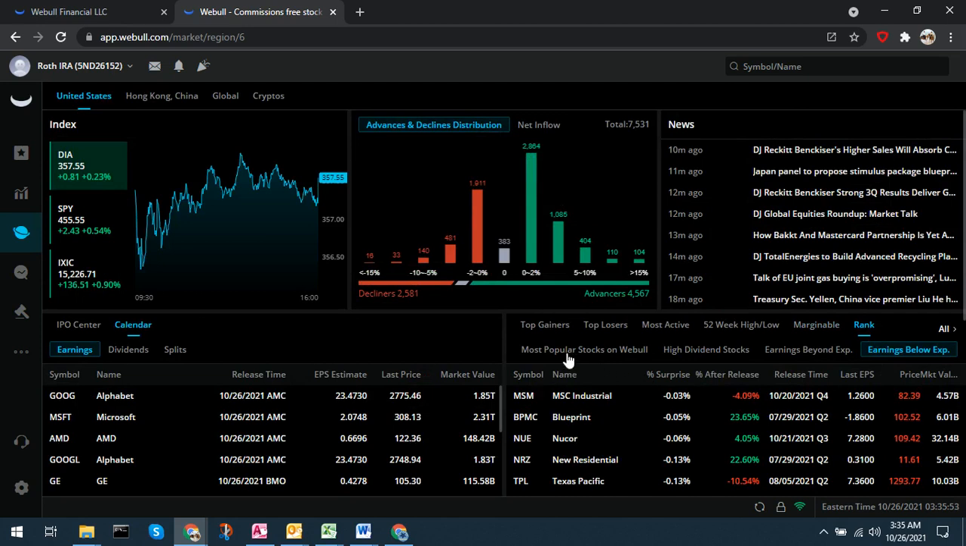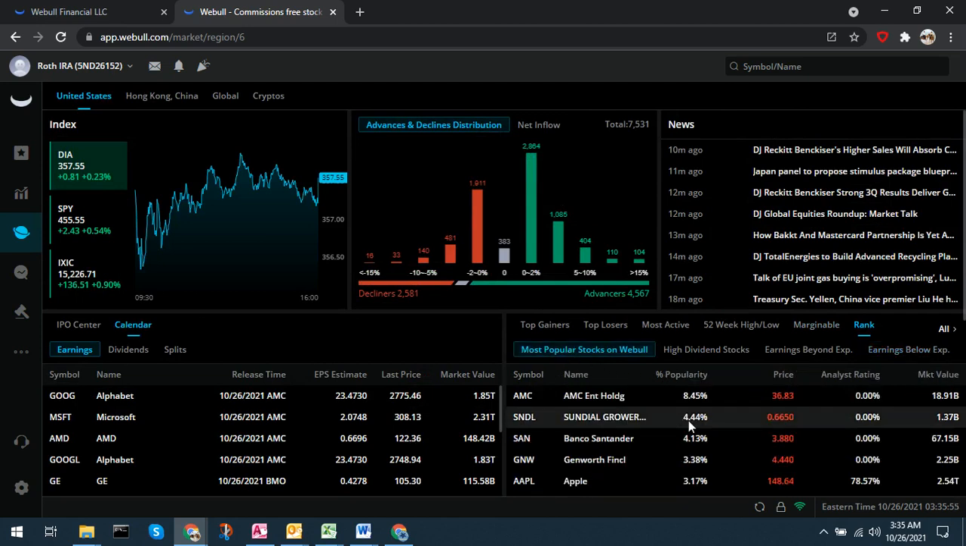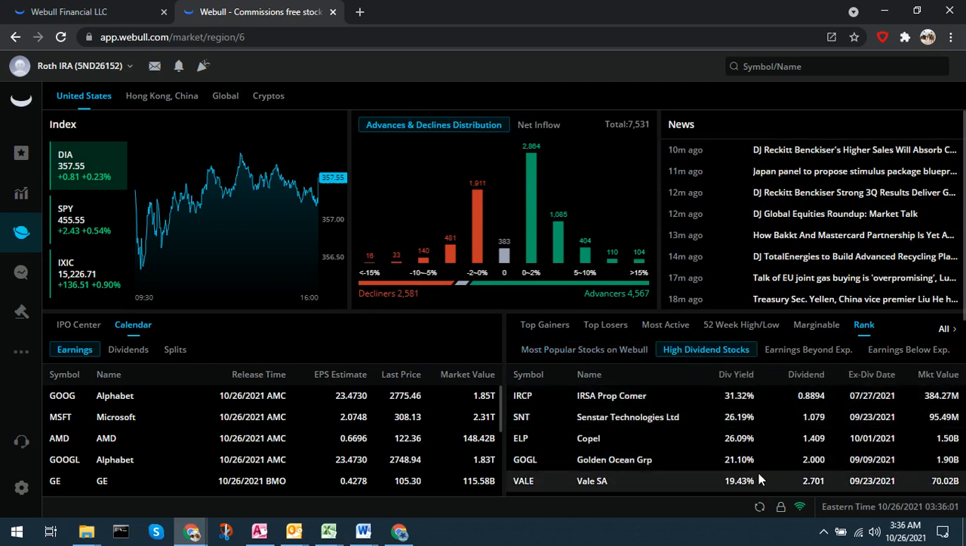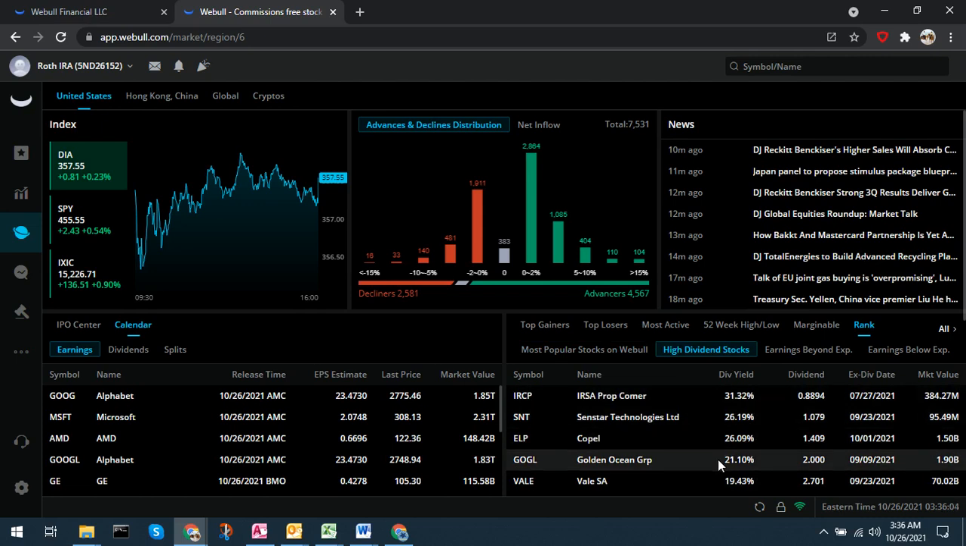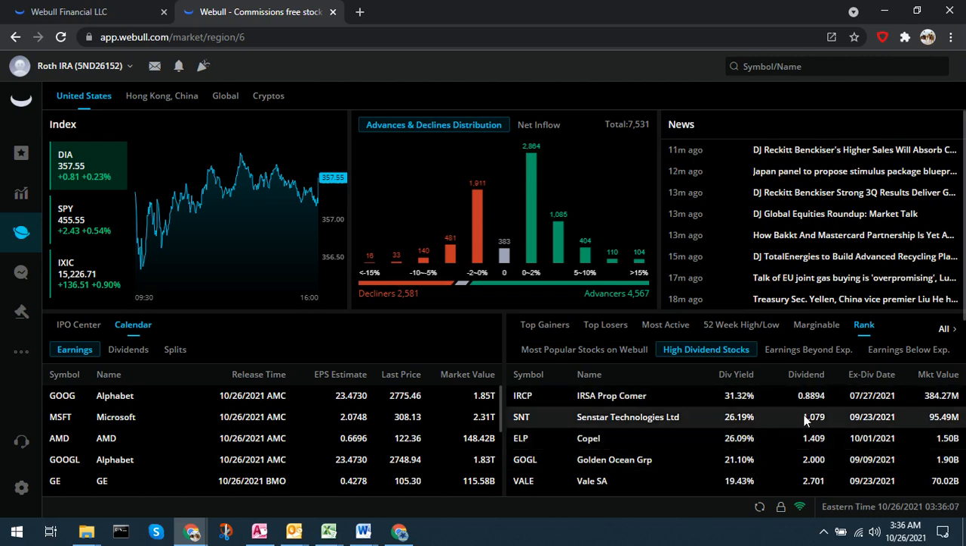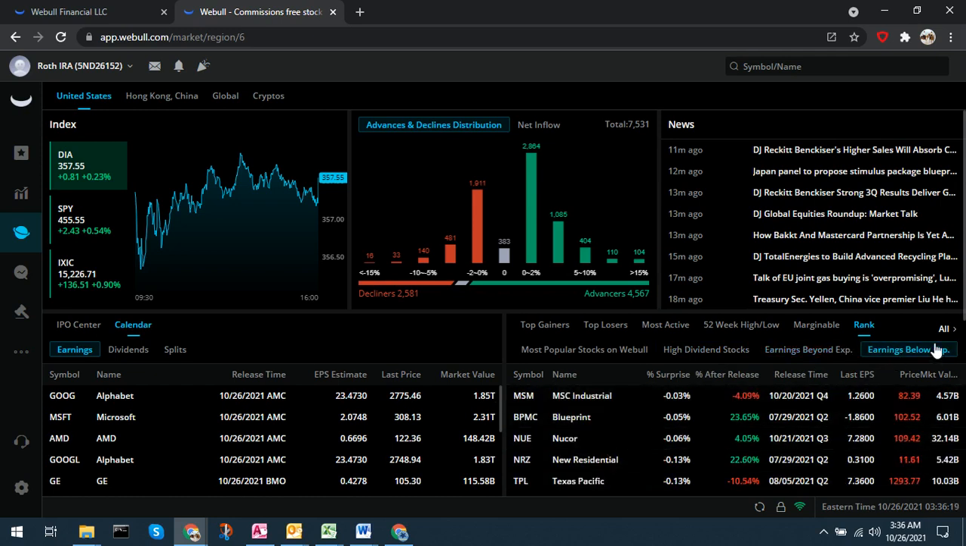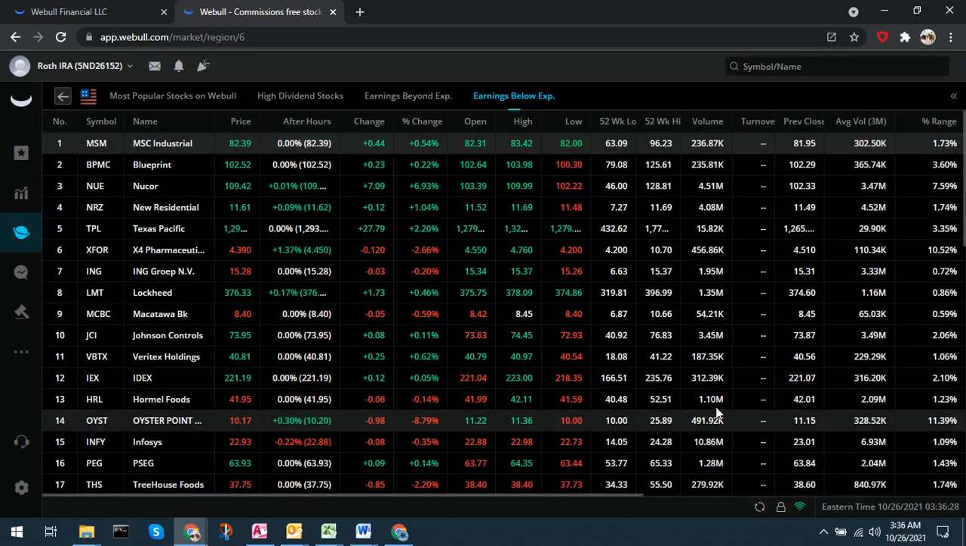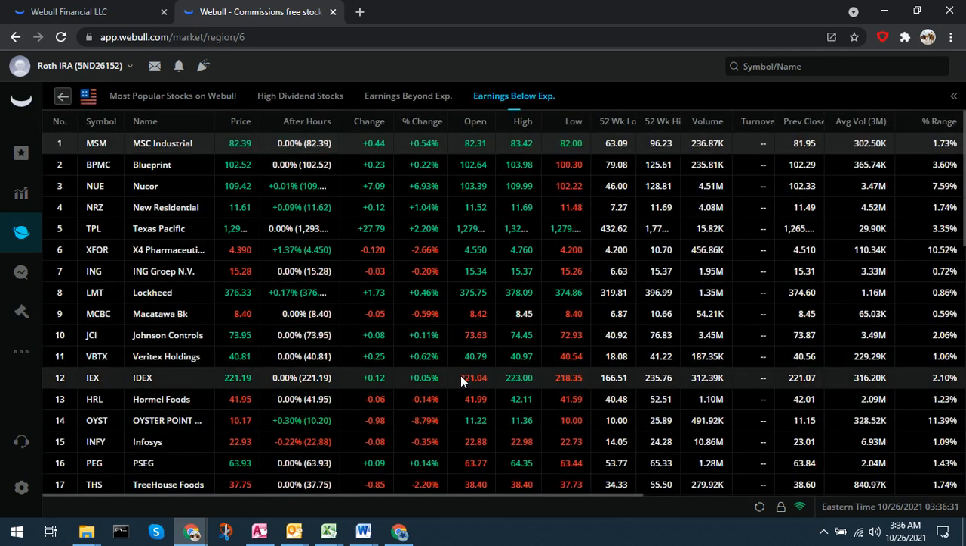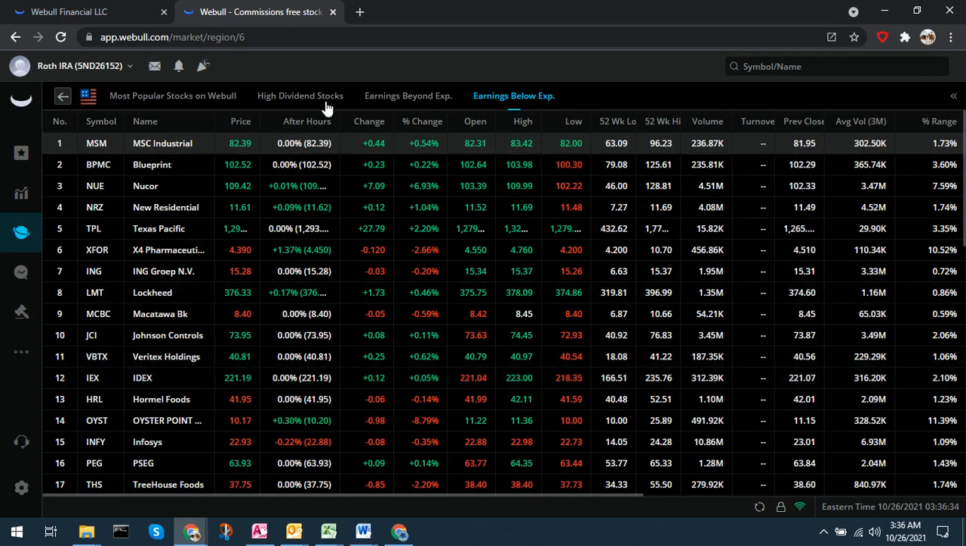We also have rank. We can see the most popular on Webull, sort by popularity. We can see high dividend stocks and what their yield is. So if you're looking for high yield dividend stocks, here's a quick and easy way to find some. You get that question quite often. Earnings beyond expectations shows who beat their earnings recently. Earnings below shows who failed on their earnings recently. And again, earnings above or below expectations can not only tell you what impact that might have on that particular stock, but also what impact that might have on stocks in that sector.